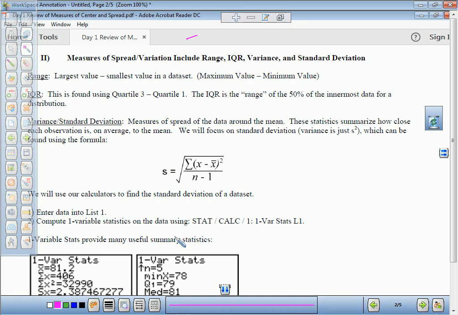The next one is called IQR. Do you guys remember doing box and whisker plots? Yes. Yeah, so we're going to revisit those in just a minute.